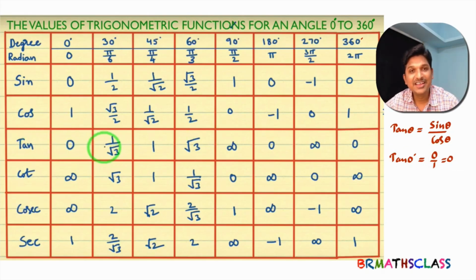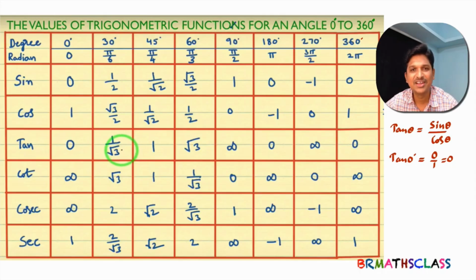Similarly, what is tan 30 degrees? Tan 30 degrees is sine 30 degrees divided by cos 30 degrees. You see here, sine 30 degrees divided by cos 30 degrees. See, this 1 by 2 will get cancelled. What will you get? You will get 1 by root 3. Correct or not? So if you want to calculate tan 30 degrees, you just write sine 30 degrees value divided by cos 30 degrees. That's it.